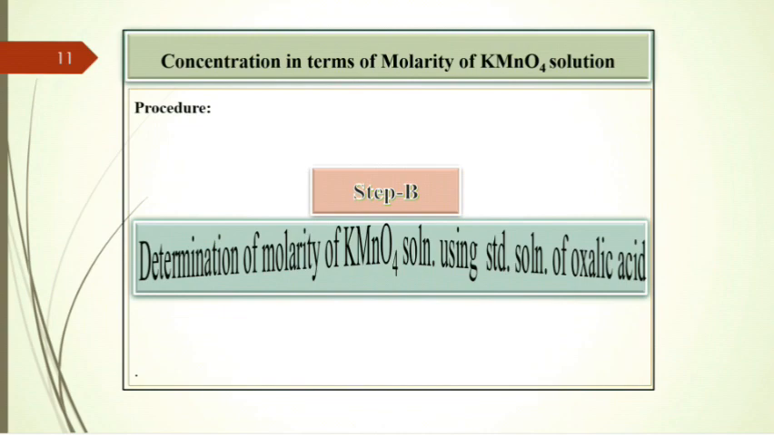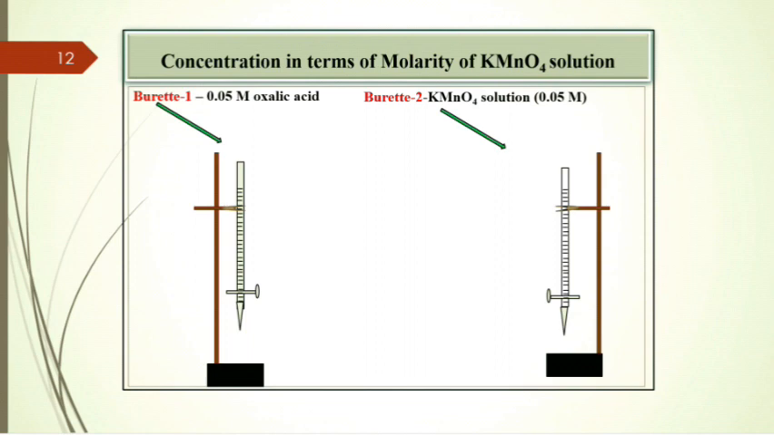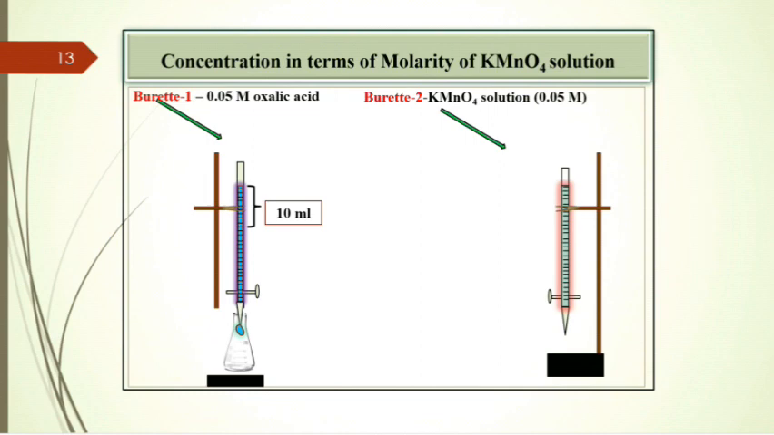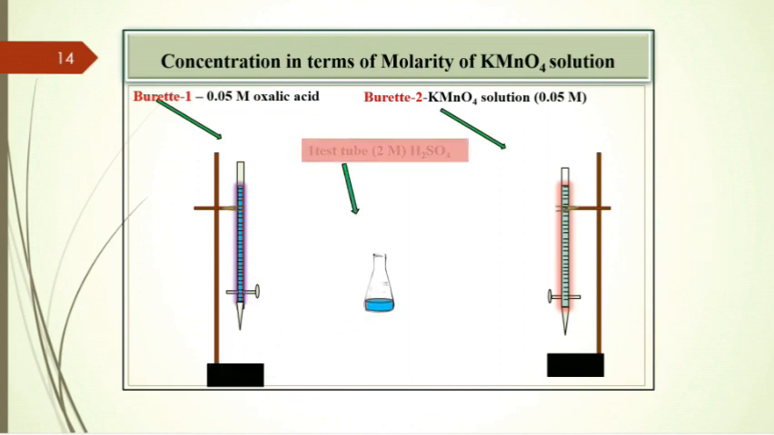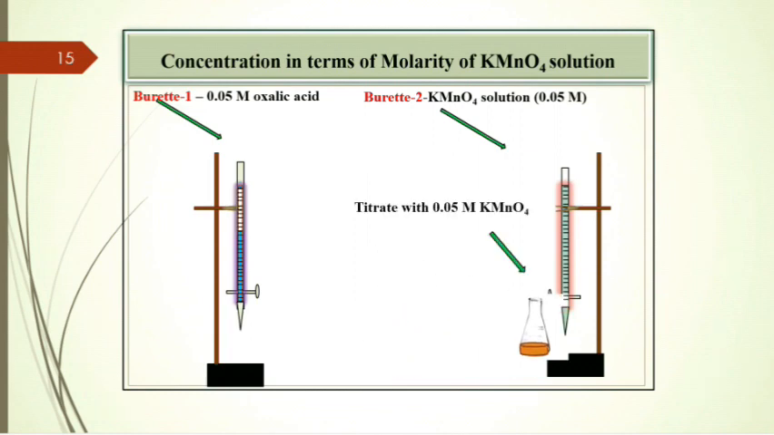Step B is determination of molarity of KMnO4 solution using standard solution of oxalic acid. Now fill burette number 1 with 0.05 molar oxalic acid solution and burette number 2 with 0.05 molar KMnO4 solution. Now take 10 ml of 0.05 molar oxalic acid solution in a conical flask. To this add 1 test tube of 2 molar H2SO4 and then heat the solution to about 60 to 70 degrees centigrade. Thereafter titrate this solution with KMnO4 solution.